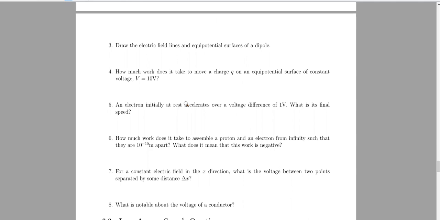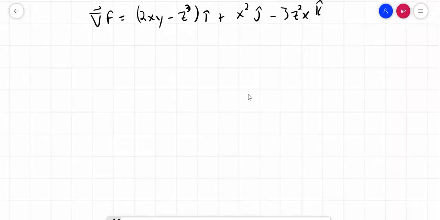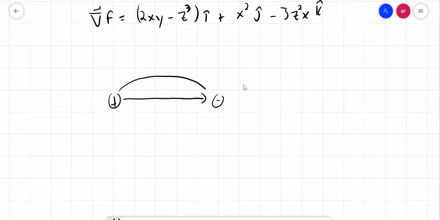Draw the electric field lines and equipotential surfaces of a dipole. Okay. Well, we already drew the electric field, but let's draw it again. So if we have a dipole, we have some positive charge and some negative charge that have equal and opposite magnitude charge. So all of the field lines that start at the positive have to end at the negative. So it looks something like this.